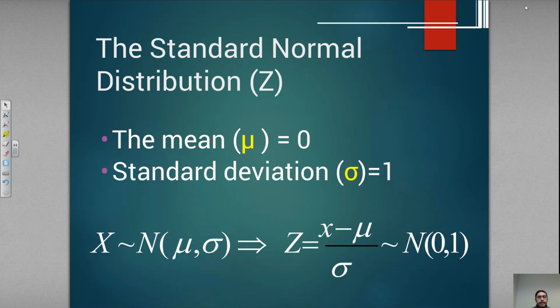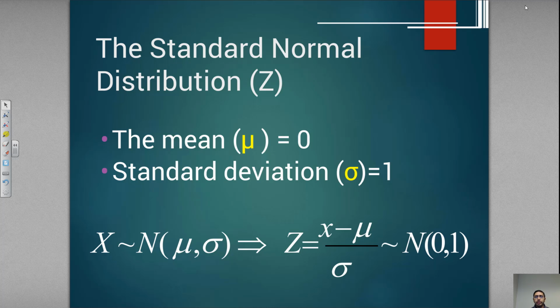Now the standard normal distribution is z. We denote the standard normal as a random variable Z. That's a notation for us. If the mean is 0 and the standard deviation is 1, then we call this normal distribution a standard normal distribution. Suppose we have a data set and we want to fit a normal distribution on that data set, but the mean is not 0 and the variance is not 1.